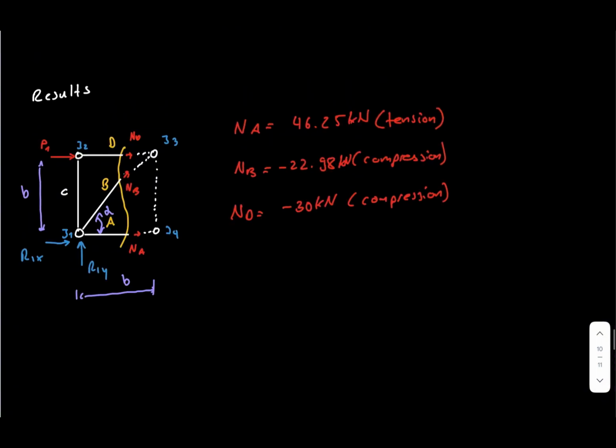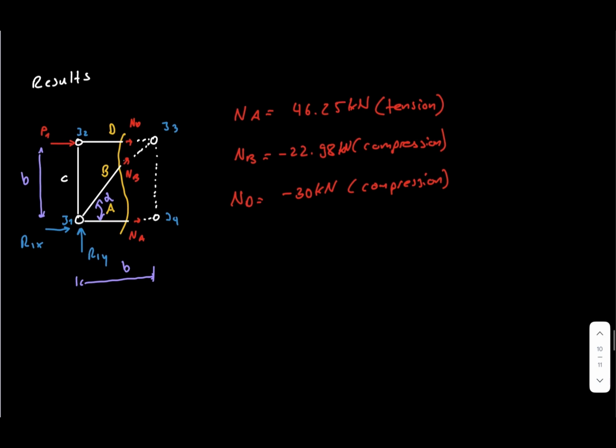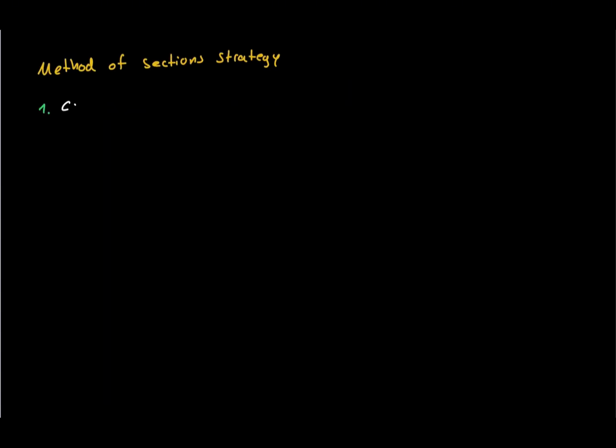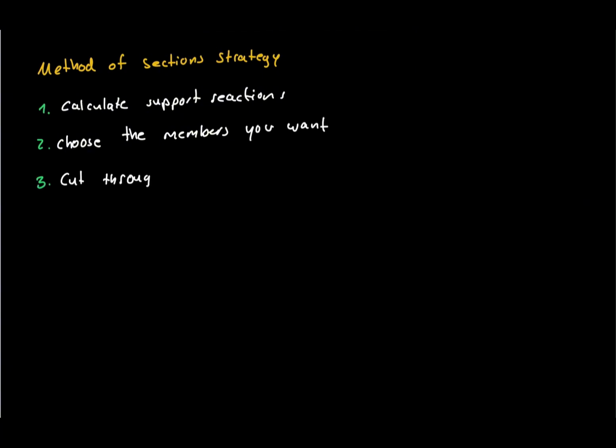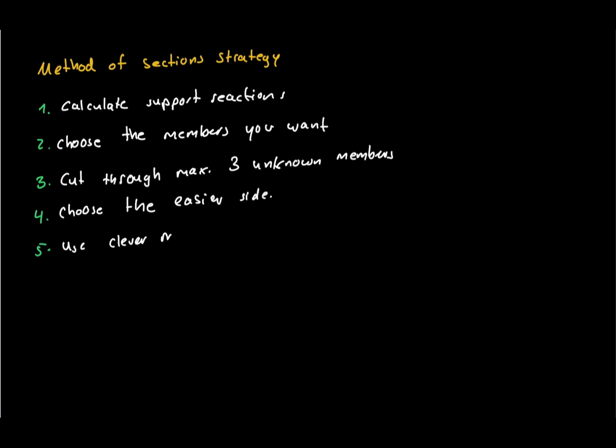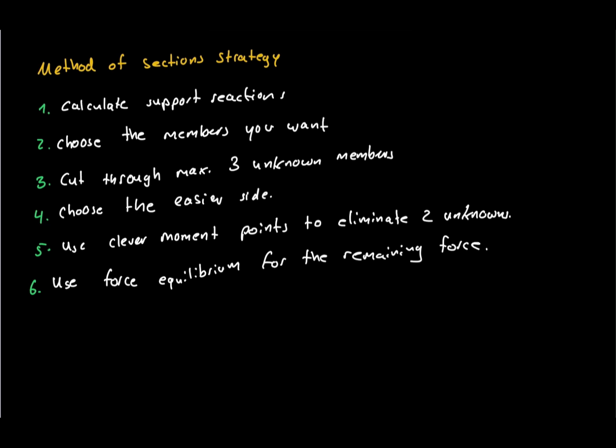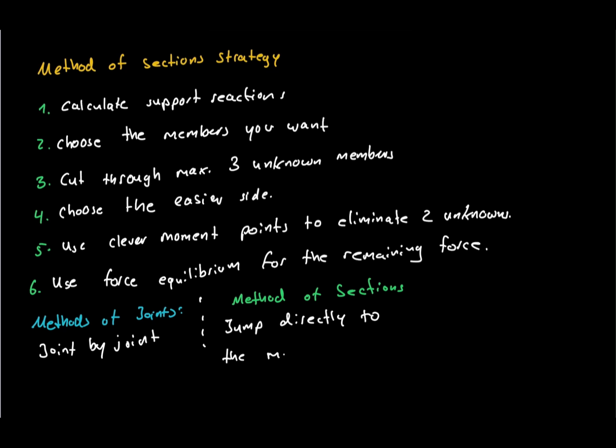The important lesson is not the numerical result, it is how we chose our equations. First, calculate the support reactions, then decide which member forces you actually want. Make a section through no more than 3 unknown members and choose the easier side of the cut. After that, look for points where 2 unknown member forces intersect. Taking moments about such a point eliminates both forces immediately and allows the third member force to be determined directly. This is what makes the method of sections so powerful. The method of joints works through the truss joint by joint. The method of sections allows us to jump directly to the members we are interested in.